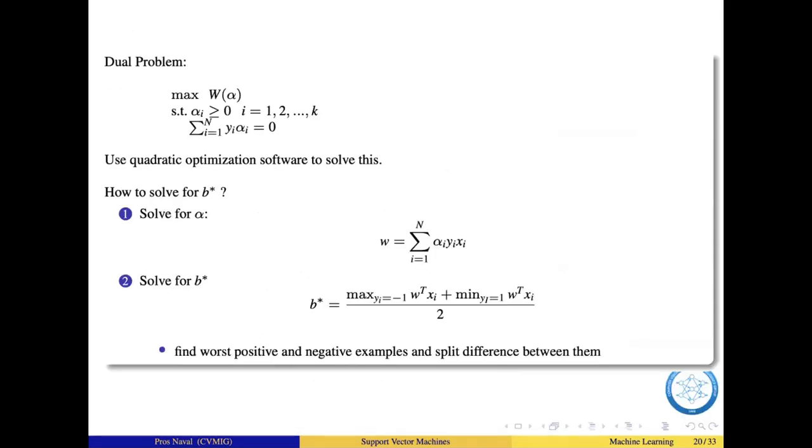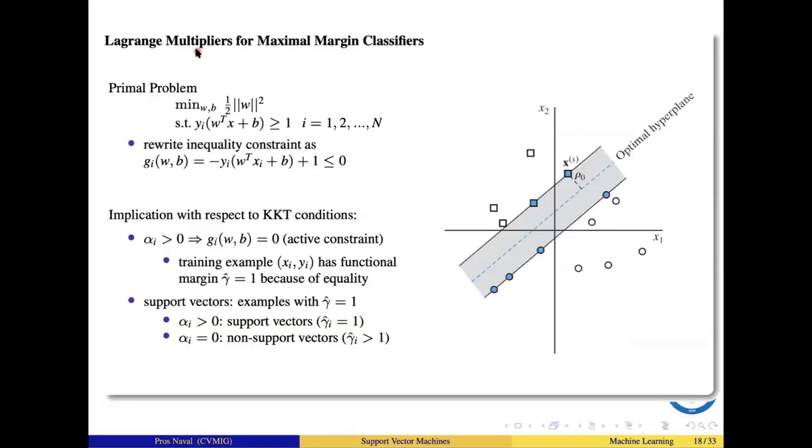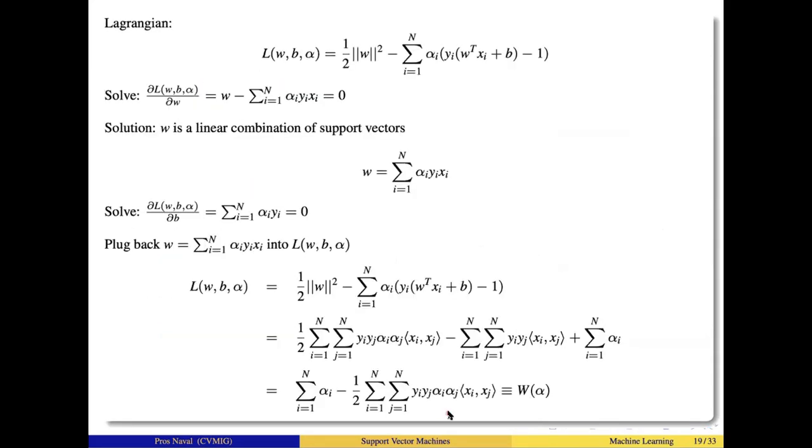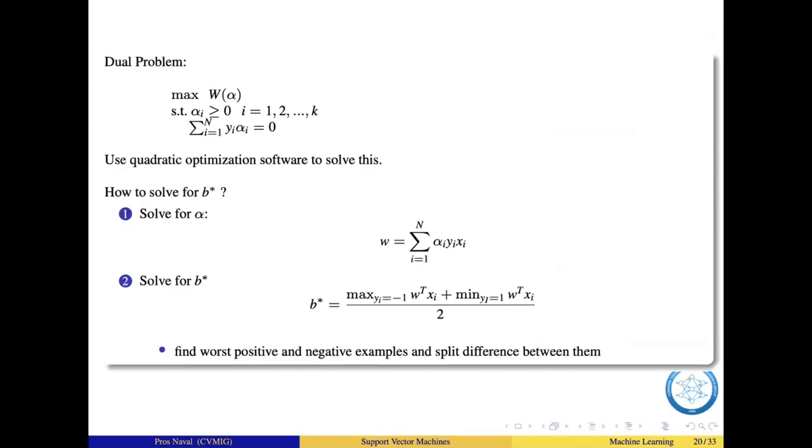Okay, now we have transformed our problem into a dual problem. Our original problem is the following. We said earlier that our strategy is to transform our primal problem into a dual problem, which we have just done here, and then solve the dual problem. So our dual problem is this, and it should be easier to solve. So we use quadratic optimization software to solve this maximization problem.